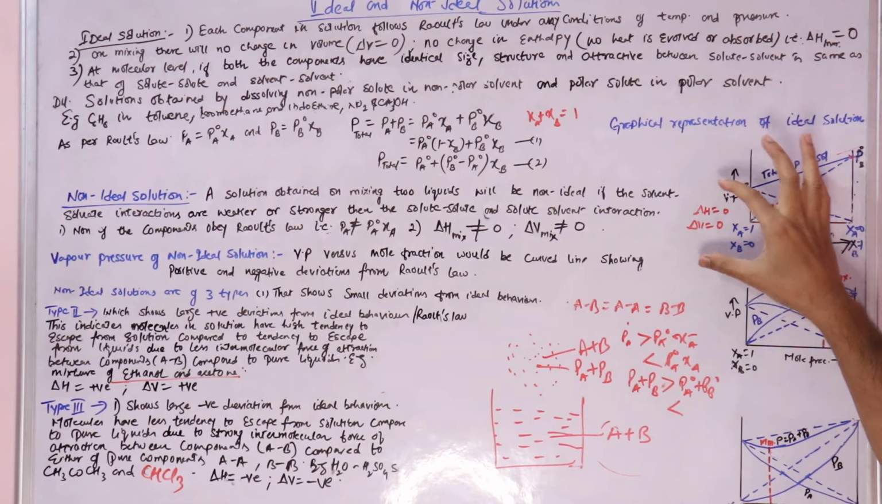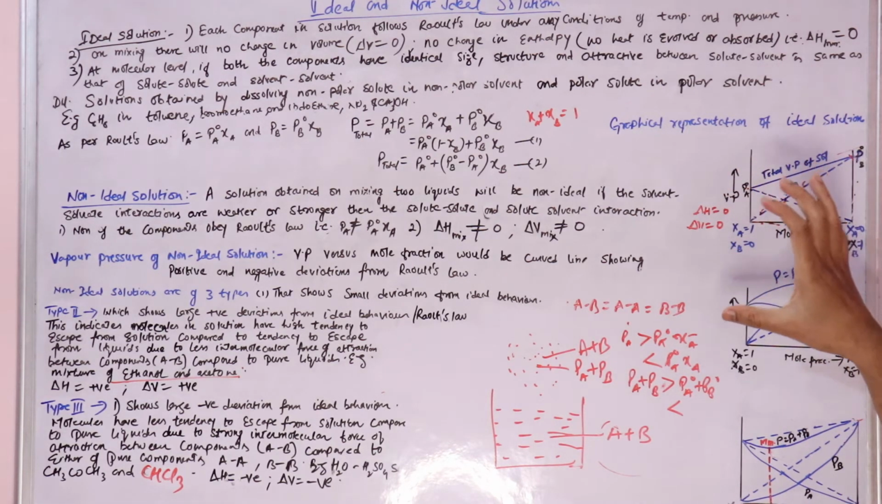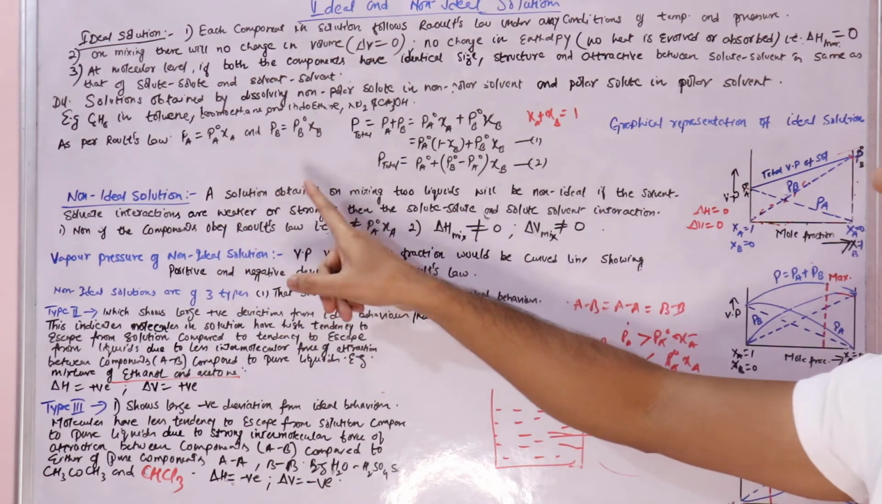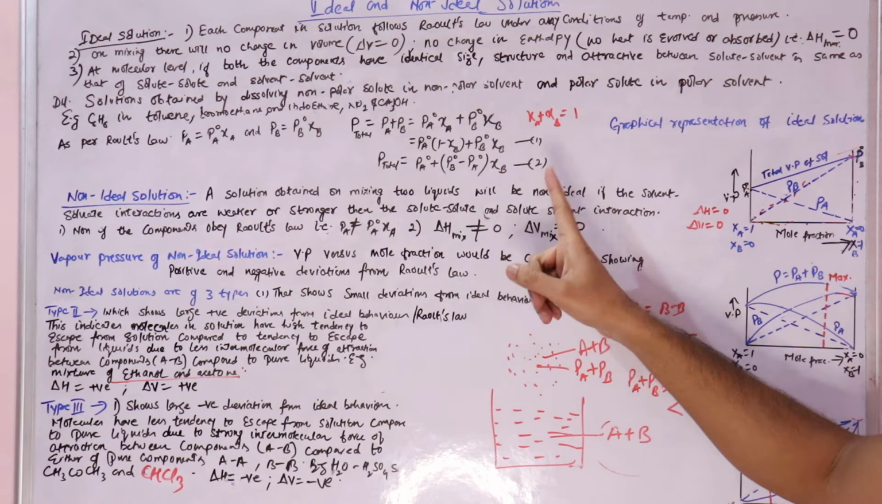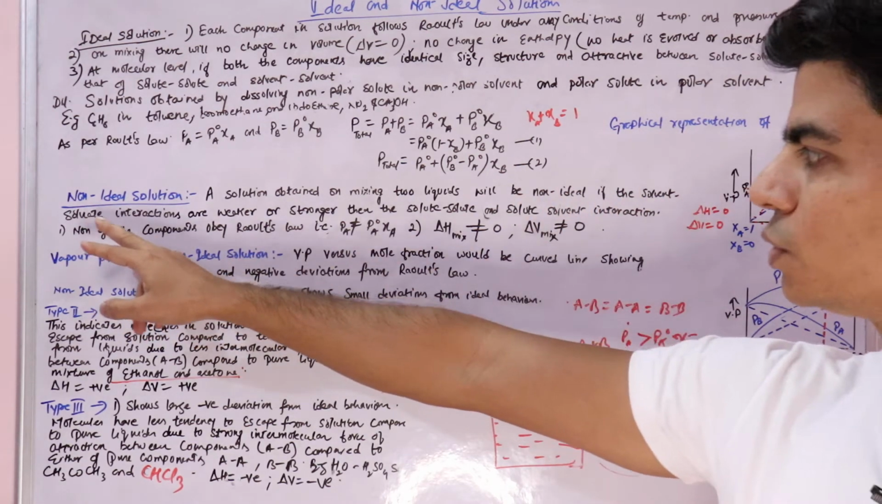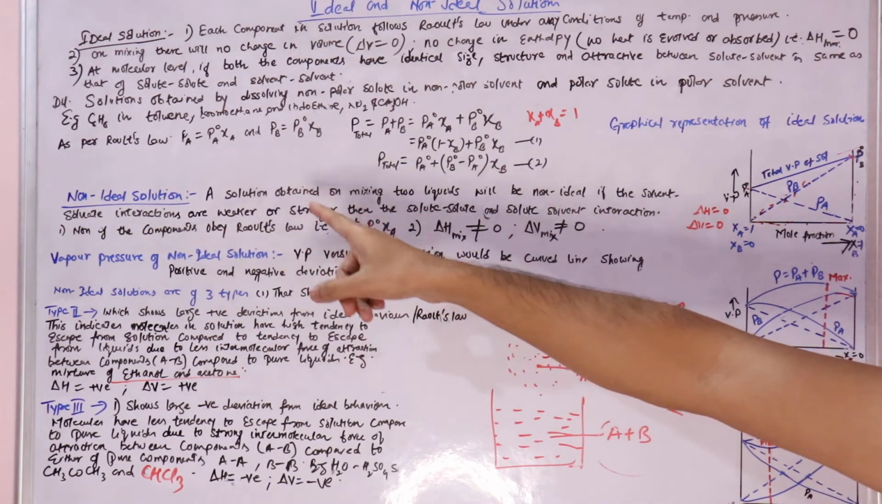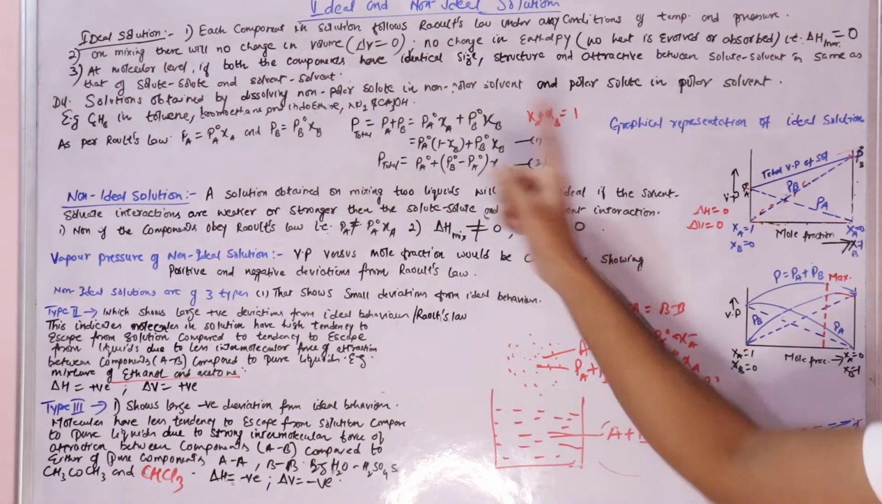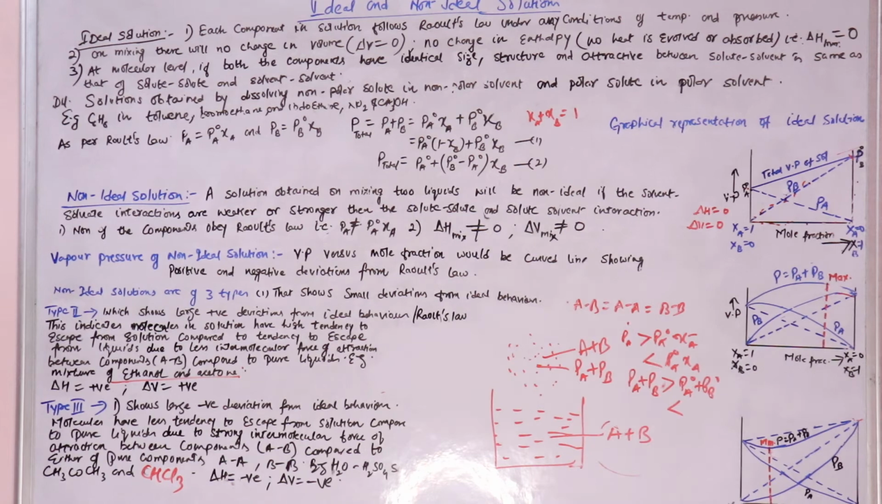In ideal solutions, these would be 0. In non-ideal solutions, these would not be equal to 0. So a solution obtained on mixing two liquids will be non-ideal if the solvent-solute interactions are weaker or stronger than the solute-solute or solvent-solvent interactions. These are non-ideal solutions.